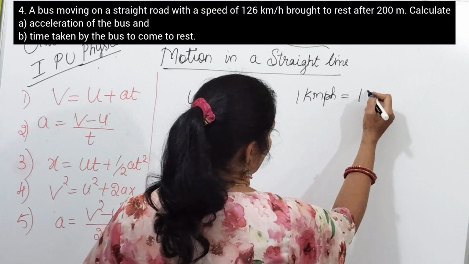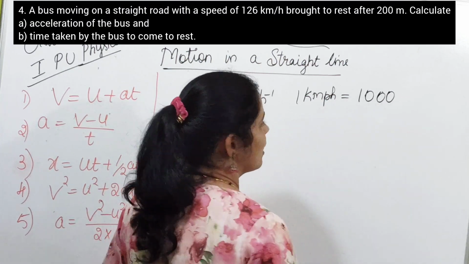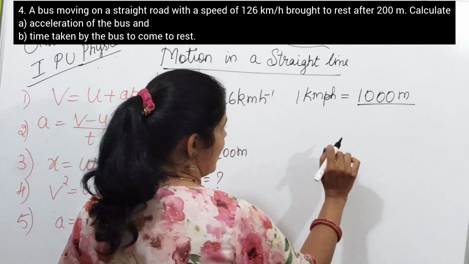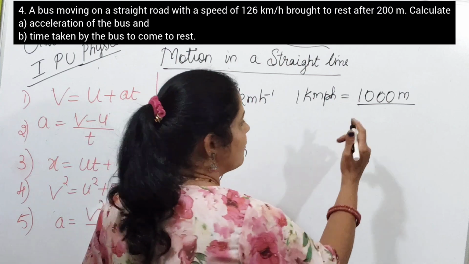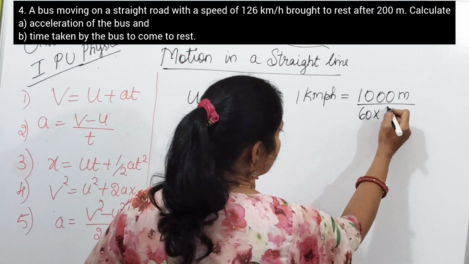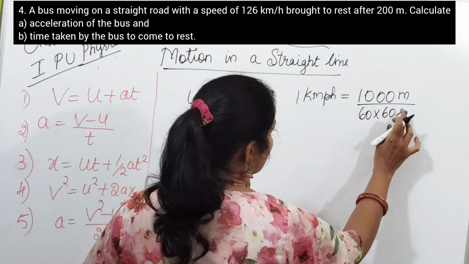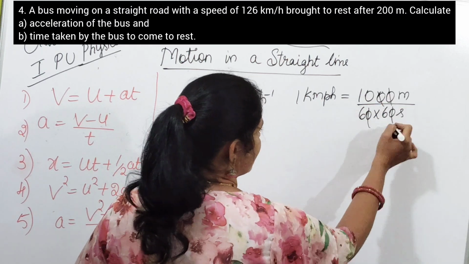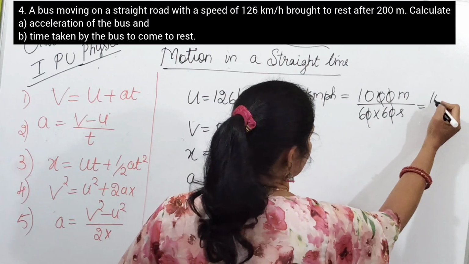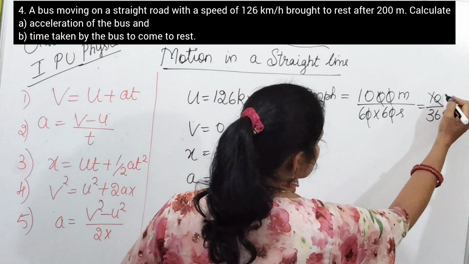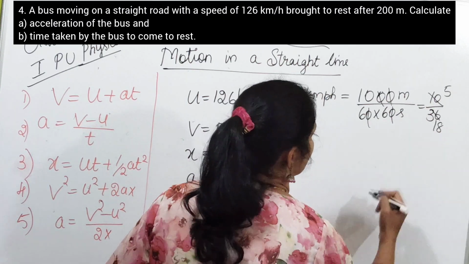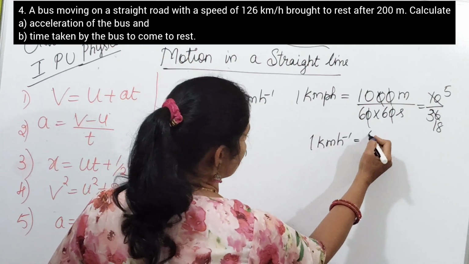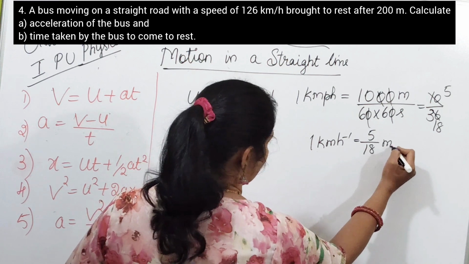See, 1 kilo. Kilo means 10 to the power 3, you write 3 zeros. 1000 meter divided by 1 hour. 1 hour is 60 minutes, 1 minute is 60 seconds, so that is 3600 seconds. So 2 zeros you cancel like this. 10 divided by 36. 2 fives are 10, 18. That means 1 kilometer per hour is equal to 5 by 18 meter per second.